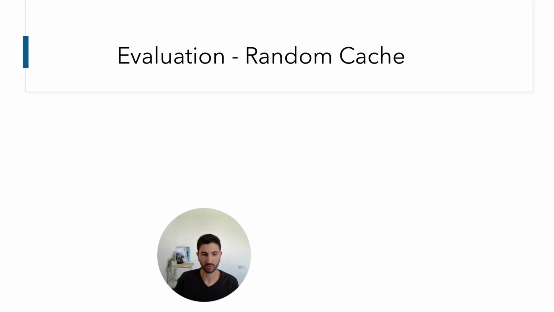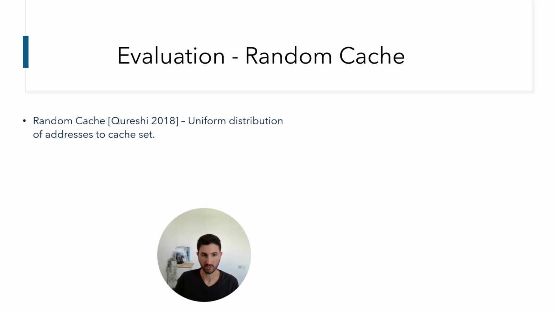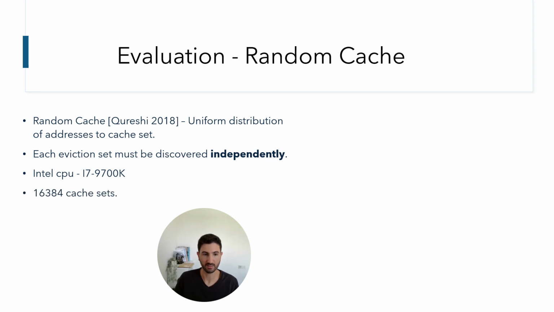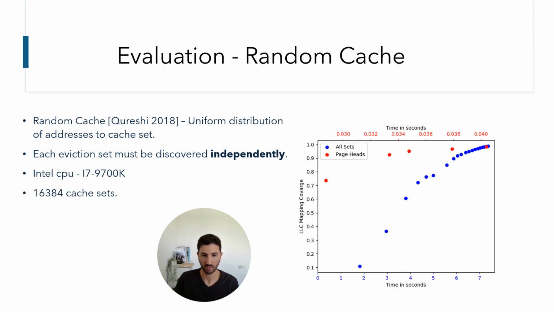Now, we would like to push even further. Recent suggestions propose a random cache, which has a uniform distribution of addresses to cache sets. In that configuration, each eviction set must be discovered independently. So, we make an experiment on an Intel CPU from the 9th generation, which has more than 16,000 cache sets. In the plots, at the bottom and at the top, the x-axis is time in seconds, whereas the y-axis is the mapping coverage. Each dot in the plot is one PlumTree.